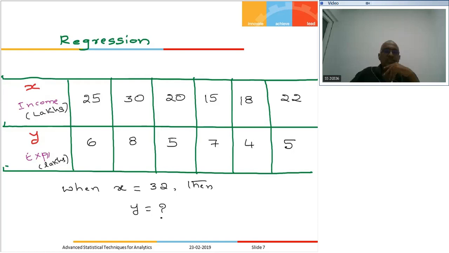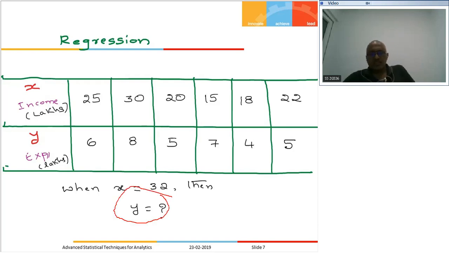Now we had this income and expenditure in lakhs. This is the past data that we had. When X, the income, is 25 lakhs, then expenditure is 6 lakhs. 38, 25, 15, 7, 18, 4, 22, 5. Then if X equals 32, how much expenditure can I expect?